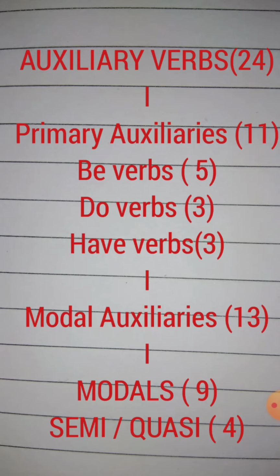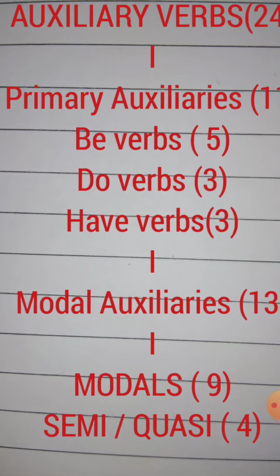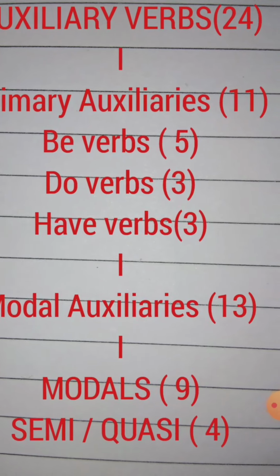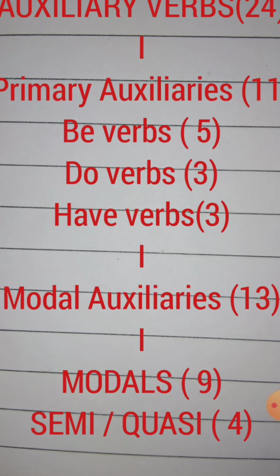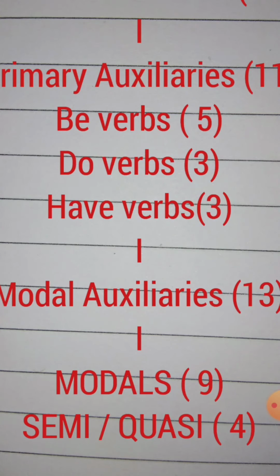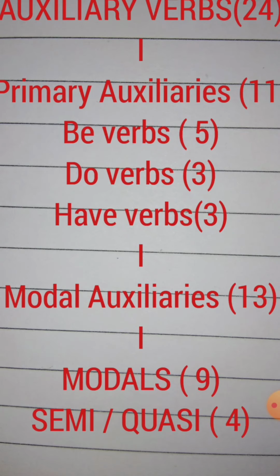So today we are not going to learn that, and we are going to learn only modal auxiliaries. So what are modal auxiliaries? Modal auxiliaries are termed as defective verbs because they cannot be used alone. Modal auxiliaries should always be combined with the principal verbs. There are 9 modals and 4 semi or quasi modals.